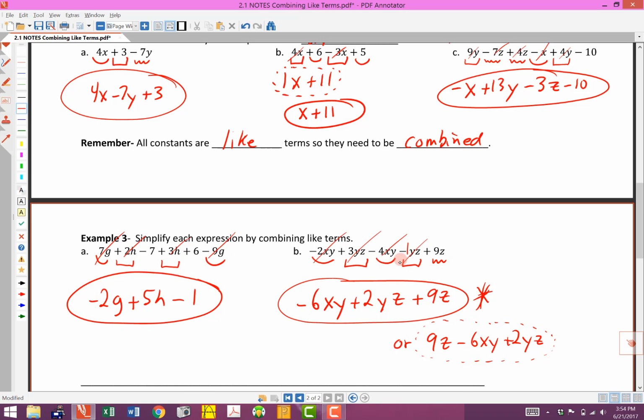So if you run into anything like that, I really prefer you write the terms with more than one variable first, in alphabetical order, and then write the other ones in alphabetical order as they come after that. And remember, the constant always goes on the end.